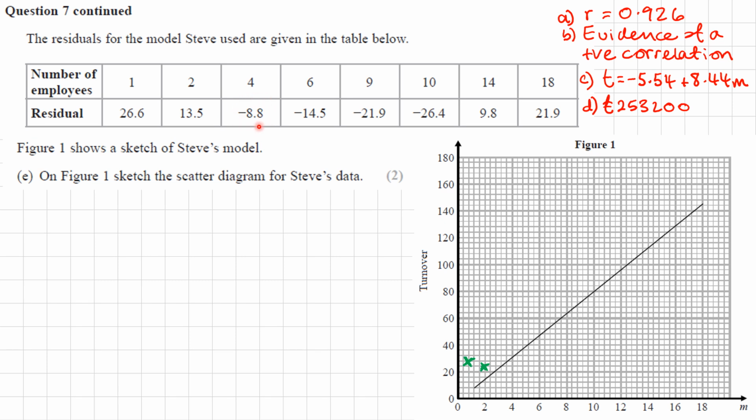So this one here, a negative residual, so above 4 employees, it's going to be about 2 and a bit squares below our regression line. Here we go, and I'll do the remaining ones. Okay, so this completes my sketch of the scatter diagram based on these residuals and the number of employees. Notice, as I said, those with a positive residual are above the line. Those with negative residuals are below the regression line.